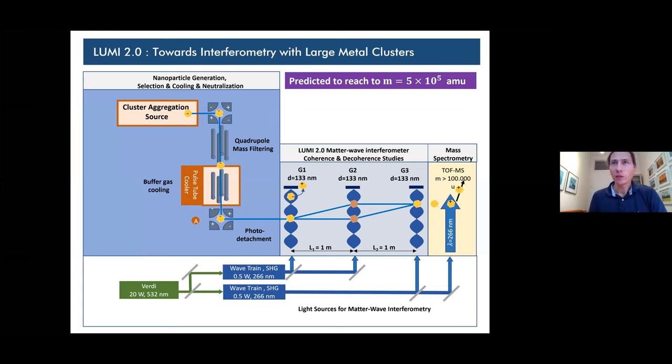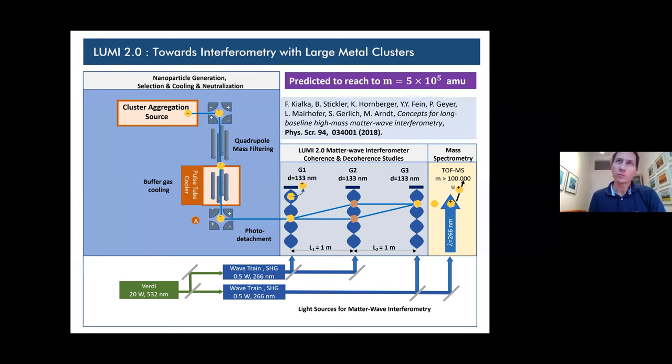But it will be combined with a three-grating interferometer of the Talbot-Lau type that we had already, and again be combined either with mass spectrometry or imaging. So that will probably take us to about 500,000 mass units, hopefully in not too far future. That's very difficult to promise on video, so to say, because it will keep me accountable in a few years, but the honest promise is we're working on that.